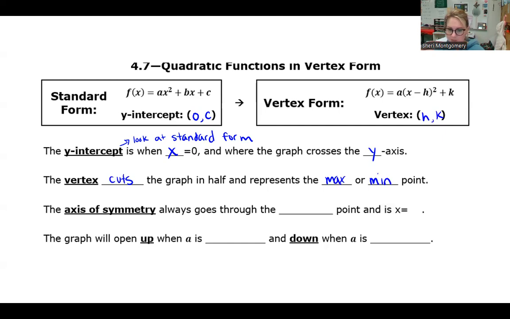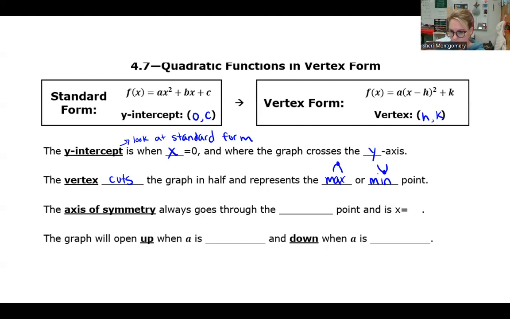If it's a maximum, it's going to have a graph that looks like that, where you've got a maximum on the top. If it's a minimum, it'll look like that, where you've got a minimum on the bottom. So the vertex is always the very top or the very bottom of your graph, and it cuts your graph in half. Another thing that cuts your graph in half is the axis of symmetry.